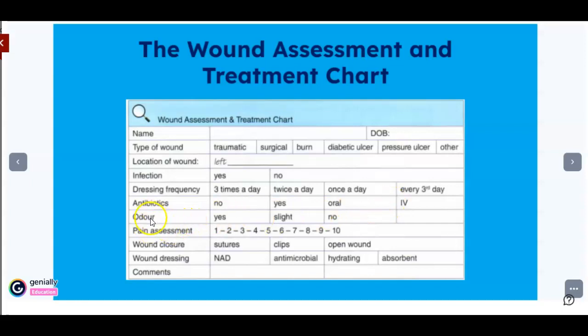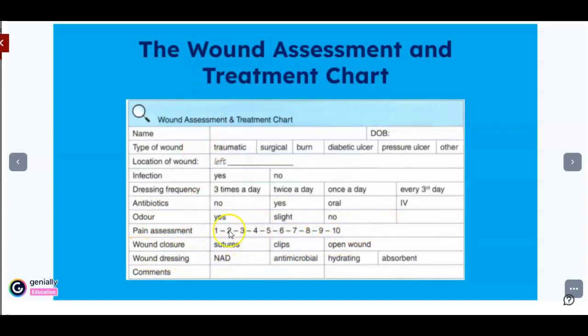The other, check the spelling. This is the British spelling. Don't forget that we are using a British book. Okay, yes, slight or no. We will retake this idea of pain assessment. Okay, sometimes a wound causes pain, so we again have this scale.